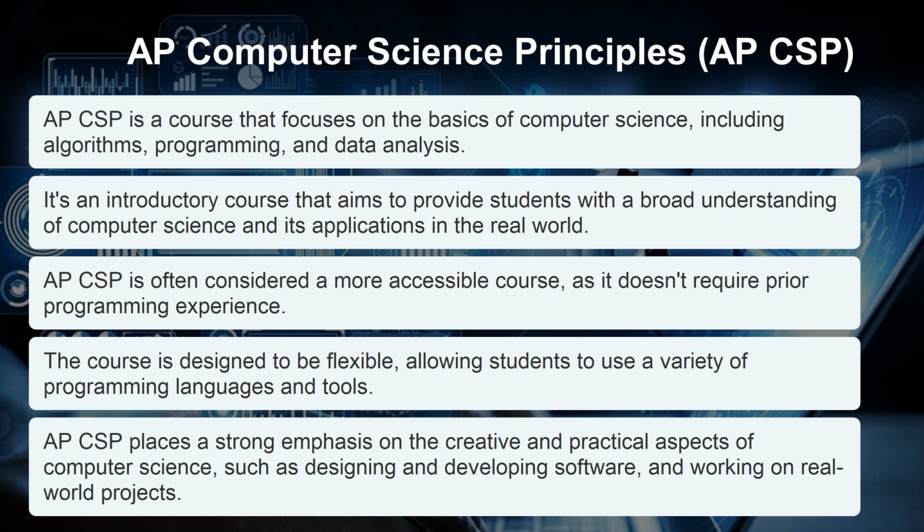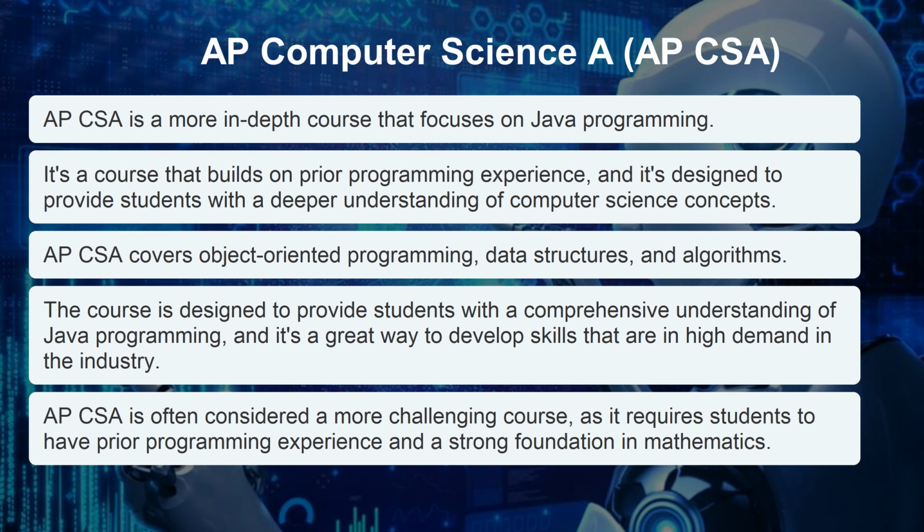On the other hand, AP Computer Science A is a more in-depth course that focuses on Java programming. It's a course that builds on prior programming experience, and it's designed to provide students with a deeper understanding of computer science concepts, including object-oriented programming, data structures, and algorithms. AP CSA is often considered a more challenging course, as it requires students to have prior programming experience and a strong foundation in mathematics. The course is designed to provide students with a comprehensive understanding of Java programming, and it's a great way to develop skills that are in high demand in the industry.